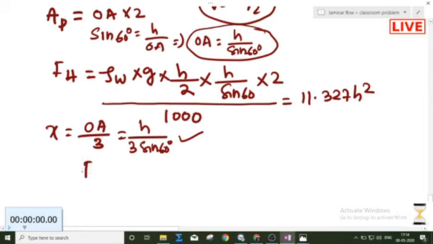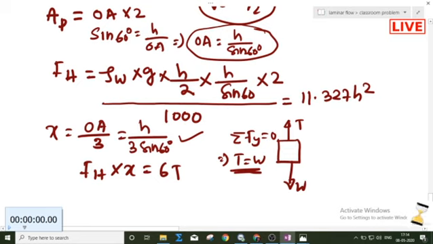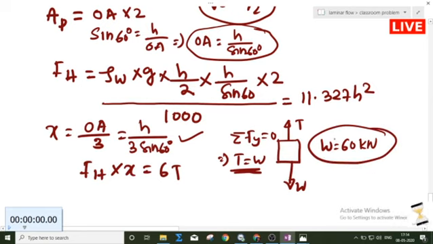So that is hydrostatic force into this x into this 6 into t. What is this t? If you draw the weight which is suspended, the weight will act downward and the tensile force acting upward. So if it is in equilibrium, net force in y will be equal to 0. So this t will be equal to nothing but W only. The W is given to you as 60 kilonewton.